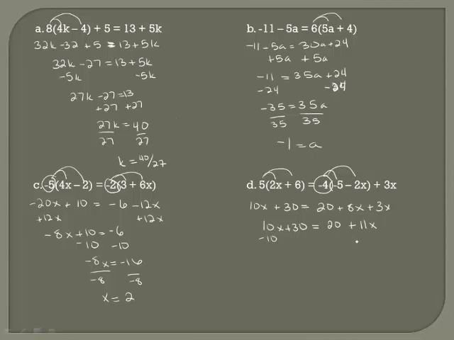I'm going to go ahead and subtract 10x from both sides. I'll get 30 is equal to 20 plus x. Subtract 20 from both sides, and I get that 10 is equal to x.